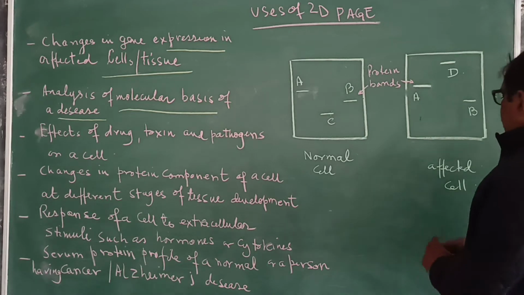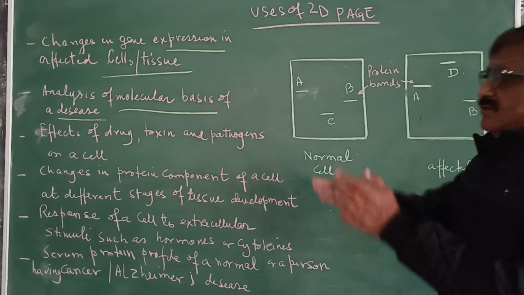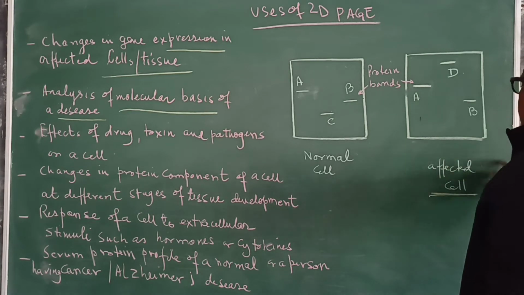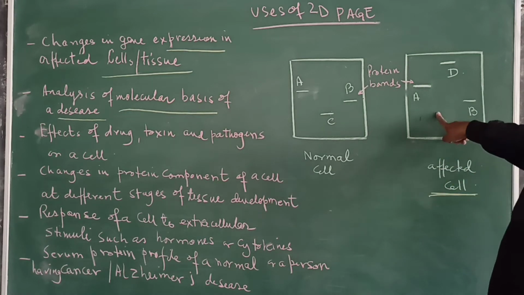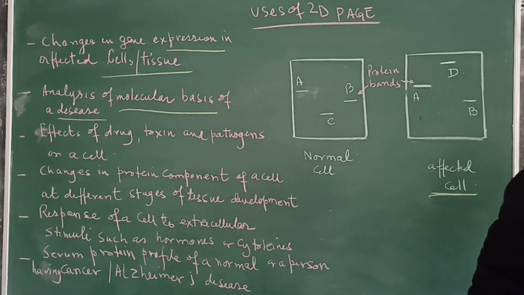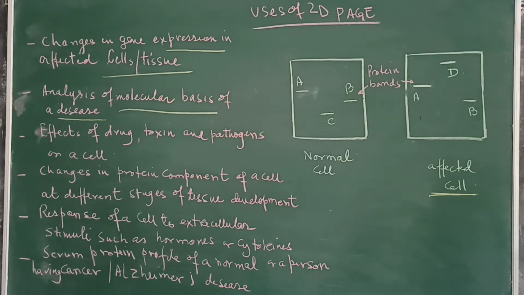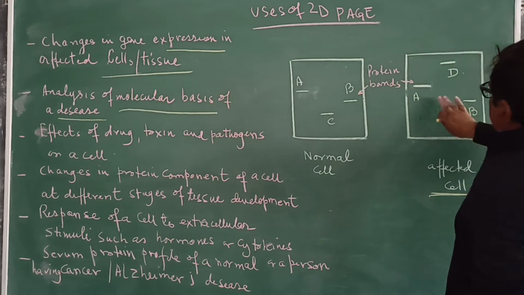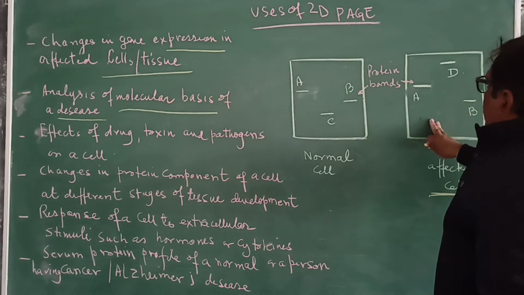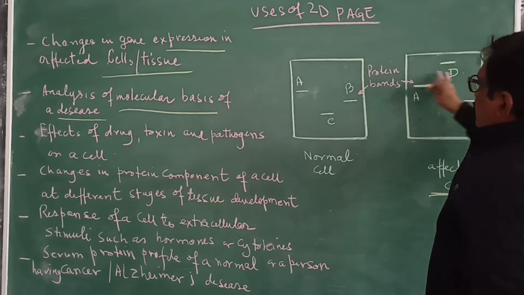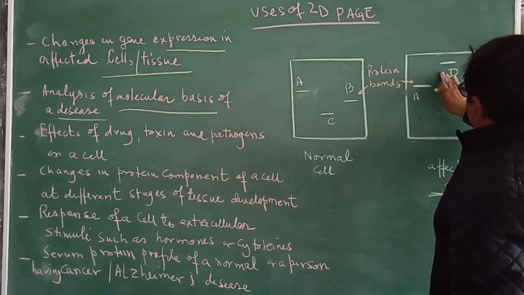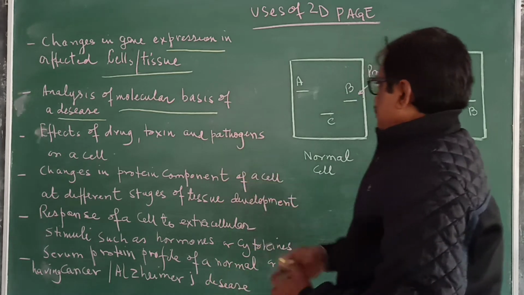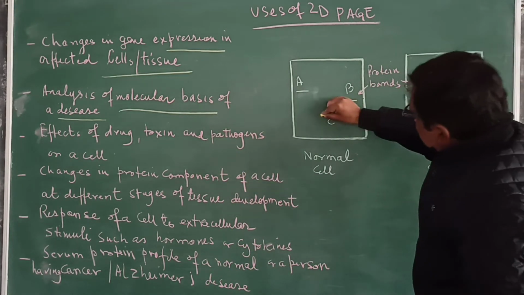Suppose this is the affected cells of the same animal or patient. We take the extract of the affected cells and run it on a gel through 2D PAGE. In the affected cells we also get bands A and B, but there is another additional band, D, which is not found in the normal cells. That means this is an additional protein synthesized in affected cells subjected to pathogens, drugs or toxins. And in these affected cells, C is absent.